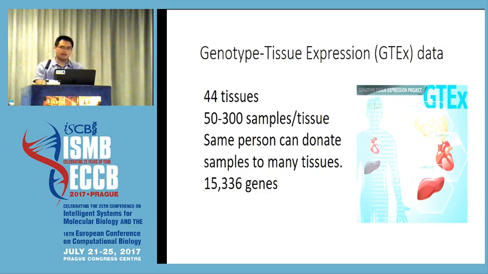This data has 44 tissues, and each tissue contains approximately 50 to 300 samples. The same person can donate samples to many tissues. In other words, the data in the tissues are not completely independent. In this work, I look at approximately 15,000 genes that are expressed in all of these 44 tissues.